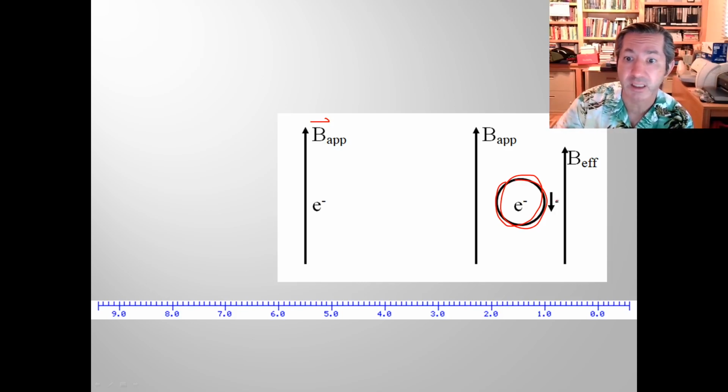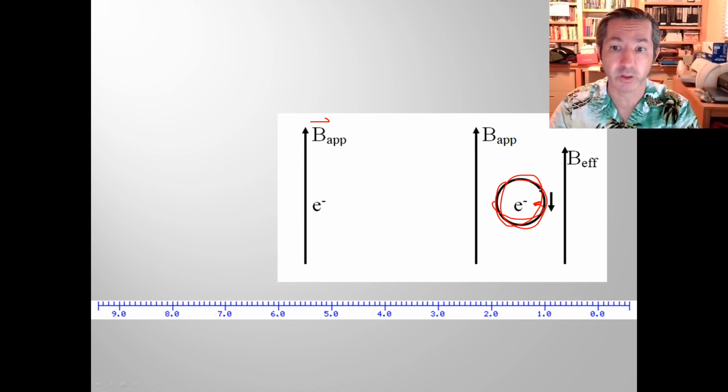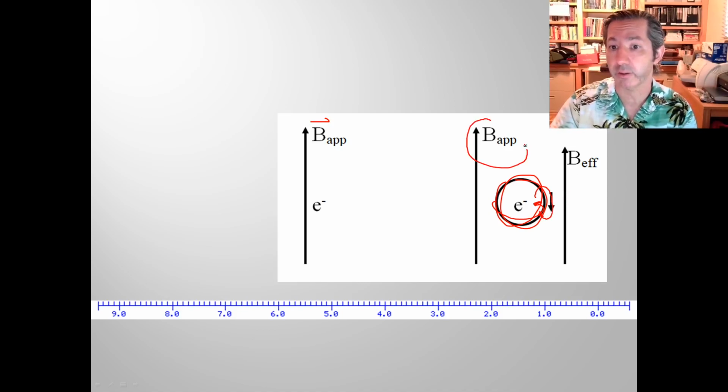Turns out when you hit that electron density with a strong field, it sets up its own electron current. So in that strong field, the electrons will start moving around. They set up their own counter field. It's called an induced field. The induced field usually opposes the applied field.